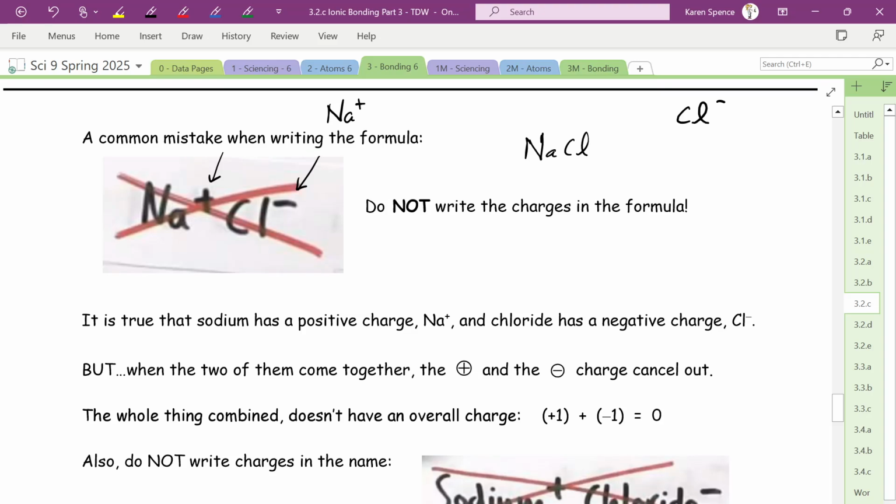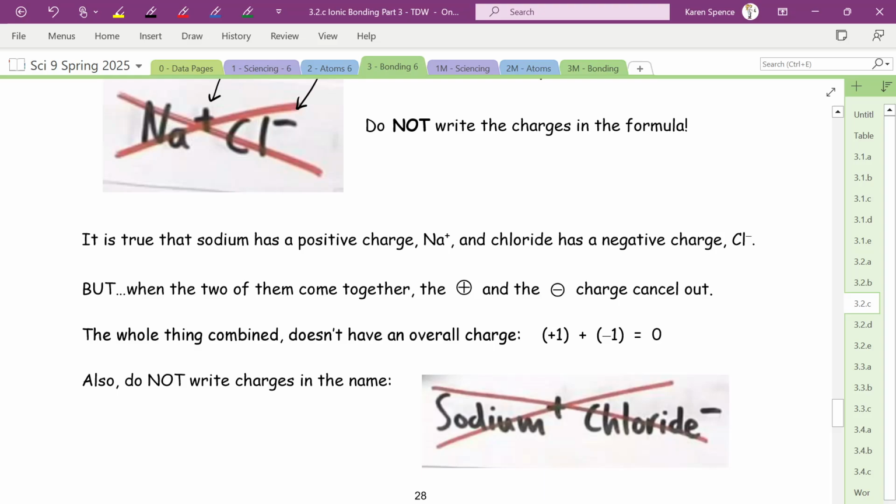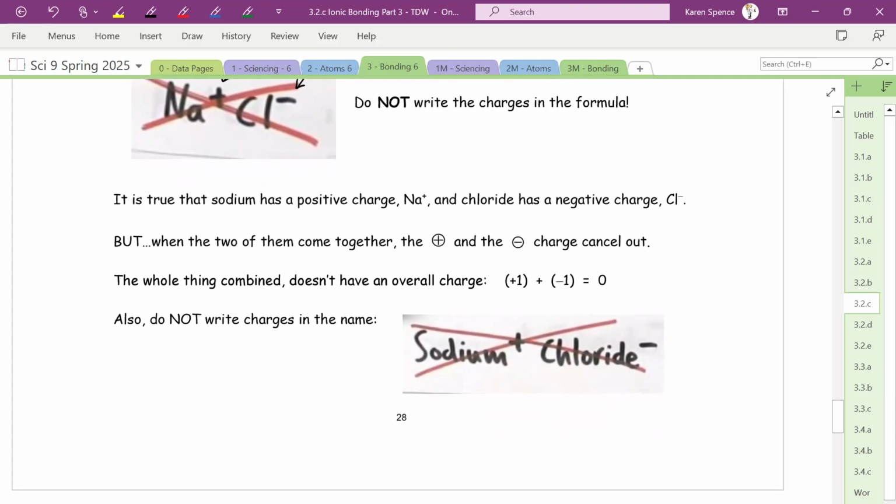Also, don't write the charges in the name. Sodium, don't write a plus. Chloride, don't write a minus. And that is it. So what I'm going to do is give you a few minutes to work on page 29. If you finish that, you can do page 33.